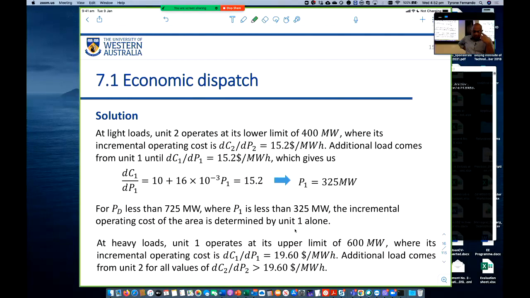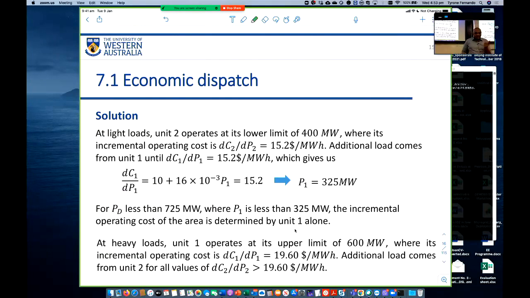So the incremental cost of generator 1 is 15.2 when it produces power of 325 megawatts, right? So for PD less than 725, P1 is less than 325 megawatts, the incremental operating cost of the area is determined by unit 1 alone.